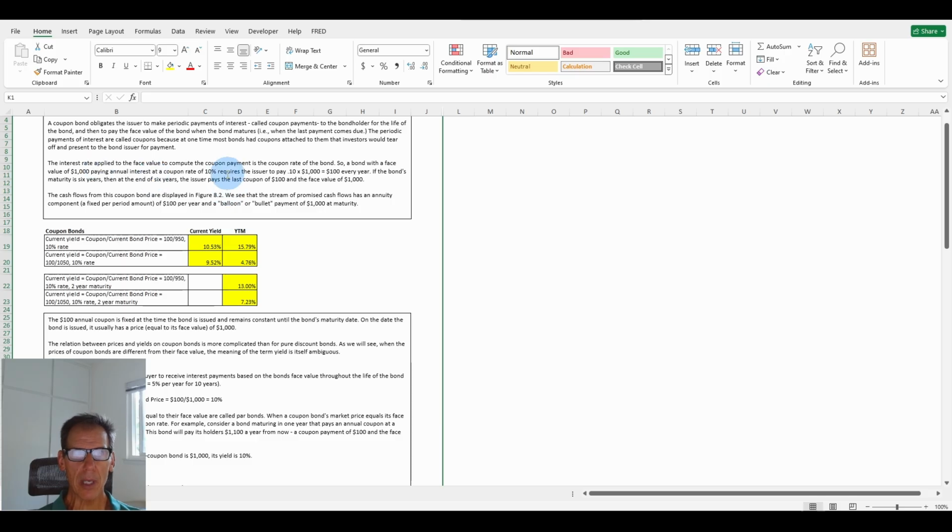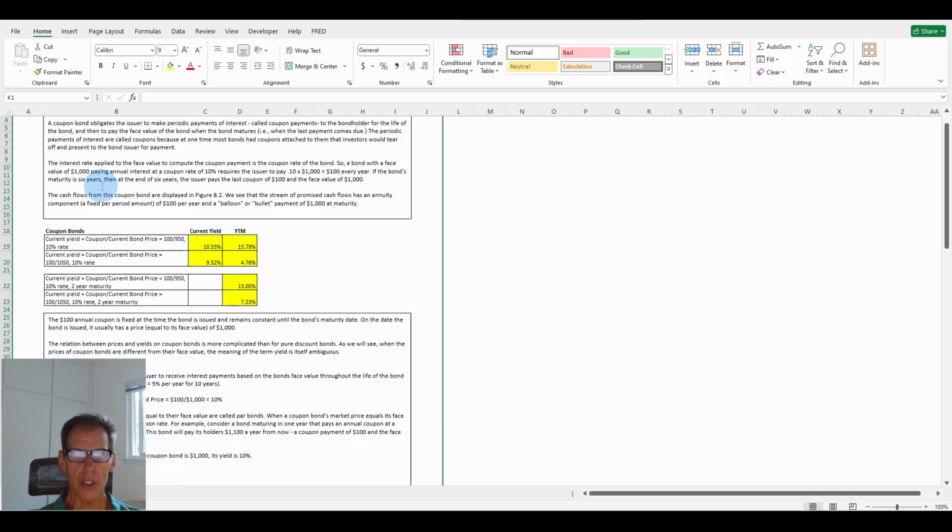The interest rate applied to the face value, that means the original bond, to compute the coupon payment is the coupon rate of the bond. So a bond with a face value of 1,000 paying annual interest at a coupon rate of 10% requires the issuer to pay 0.1 times 1,000 equals $100 every year.